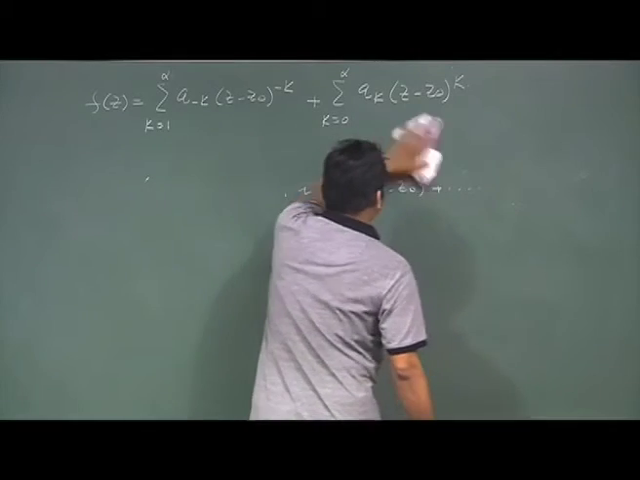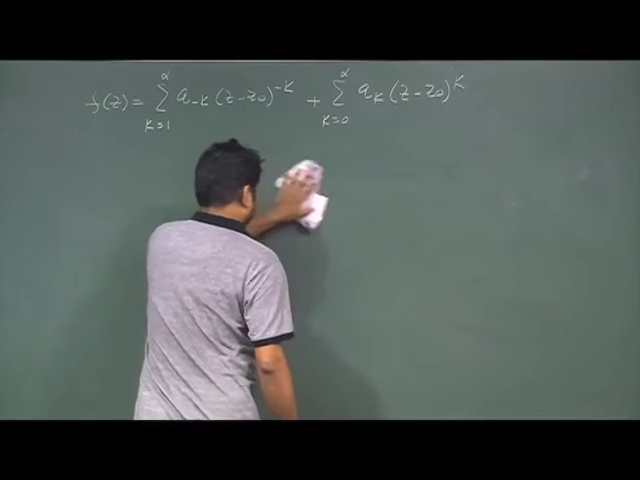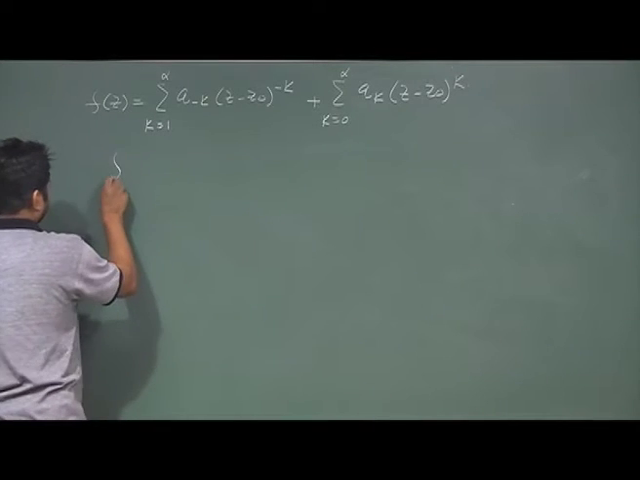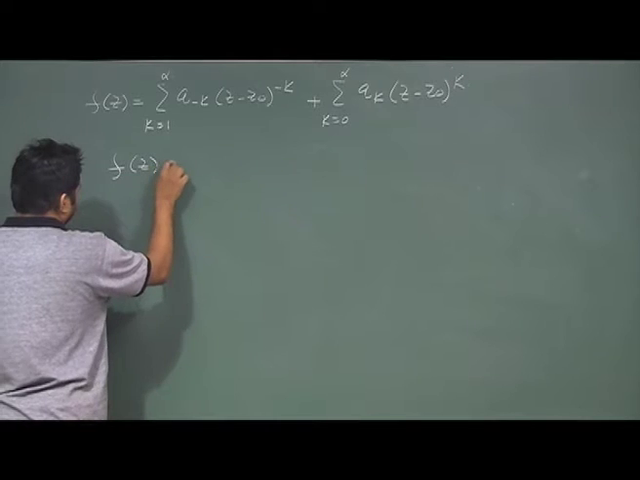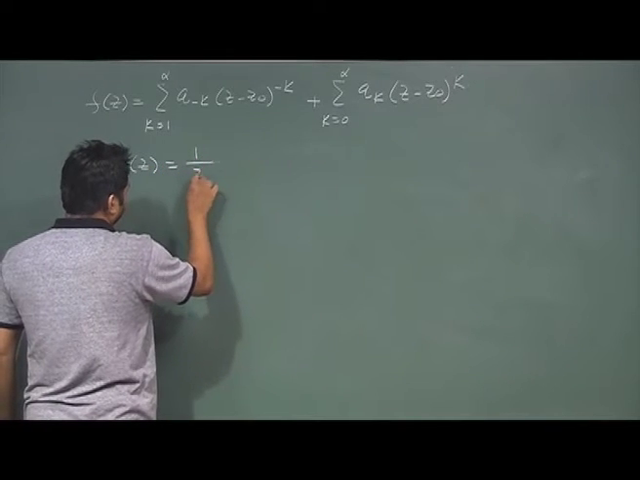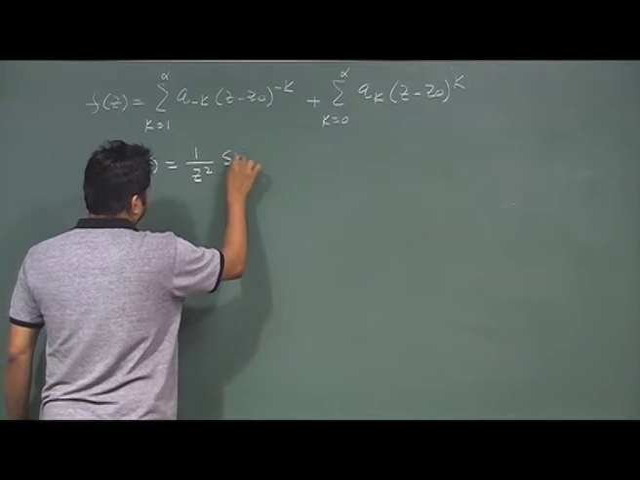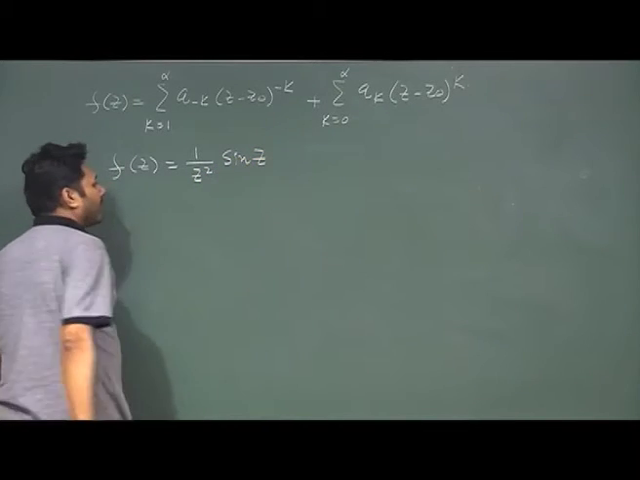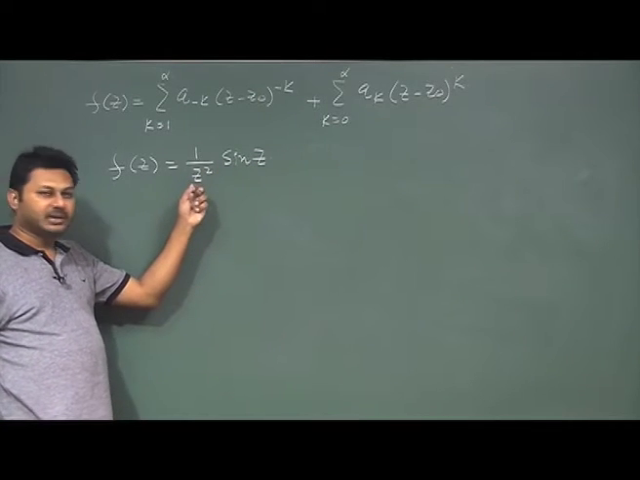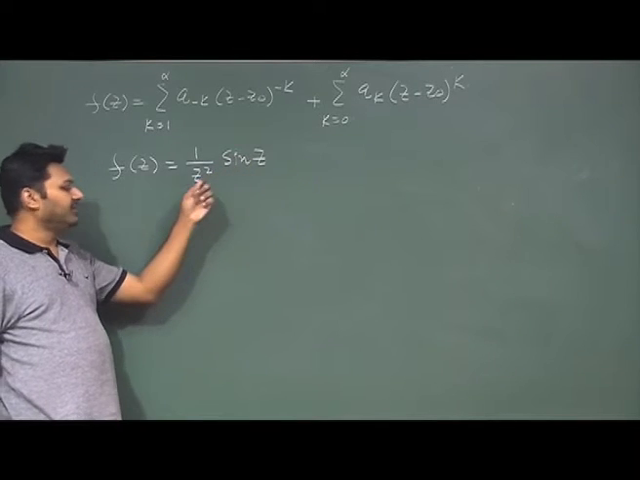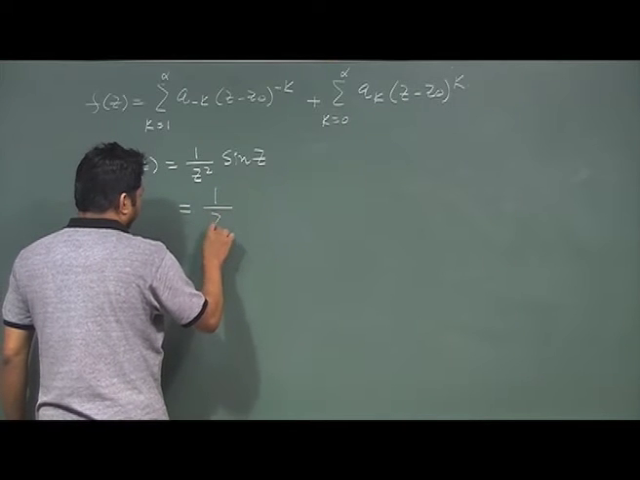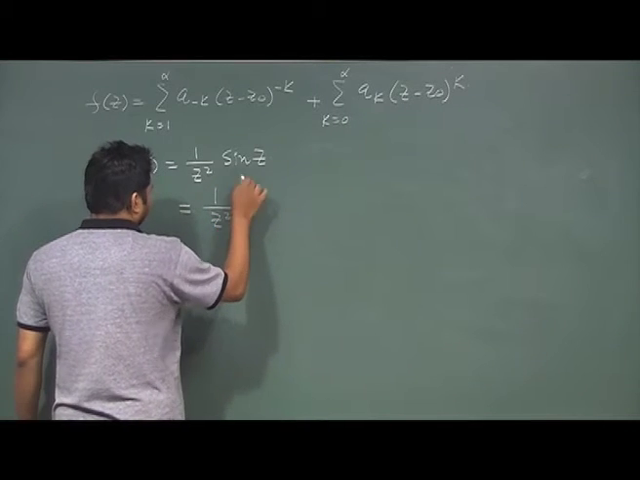What will be an example of these things? Say f(z) is equal to 1 divided by z square times sin z. I have a similar form, slightly different. Previously it was sin z divided by z, now it is sin z divided by z square. If I do that, then it will be 1 divided by z square times sin z.